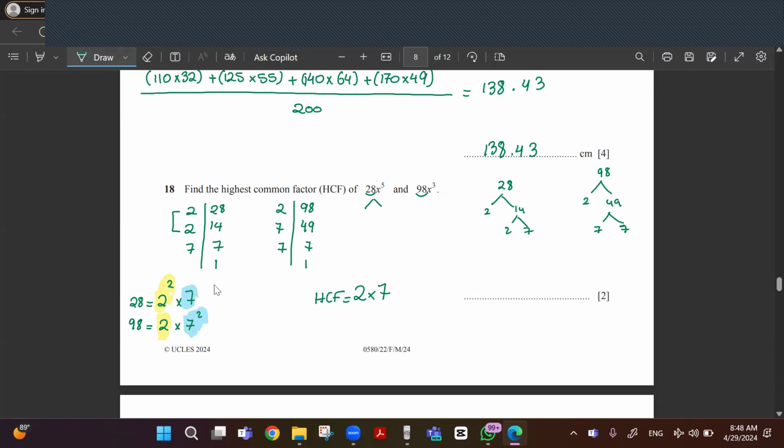Then for the variable, I have here x power 5 and here x power 3. I am going to take it also by the least power, so x power 3. So the final answer will be here 2 multiplied by 7, 14 x power 3. And you can do it whichever way you want.